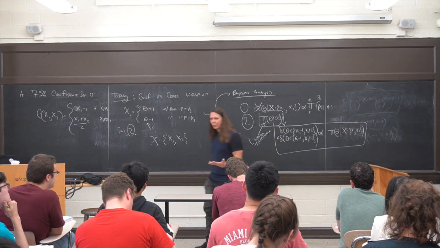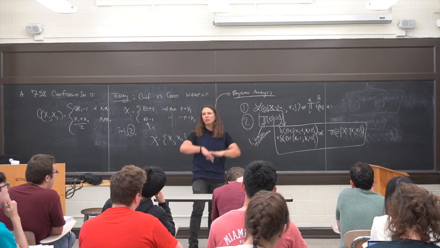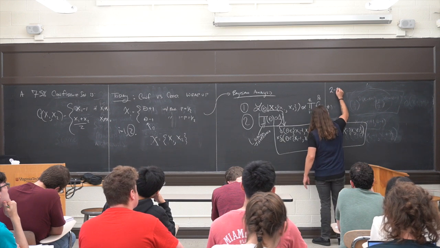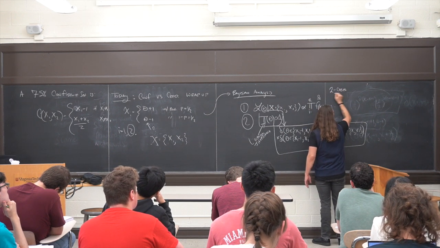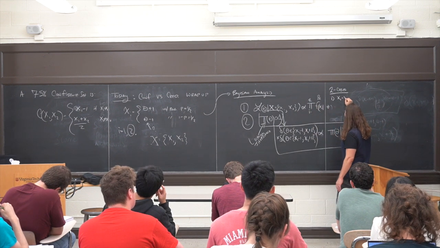We'll normalize it after we draw it. So I would agree you're supposed to normalize it, but all the information is in the shape. So two cases. First case, x1 is equal to x2.